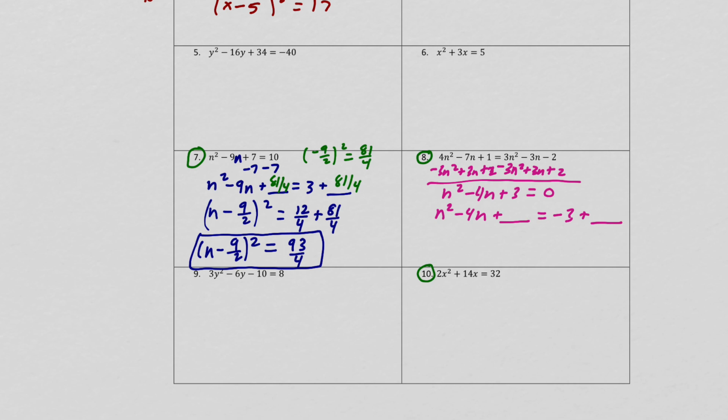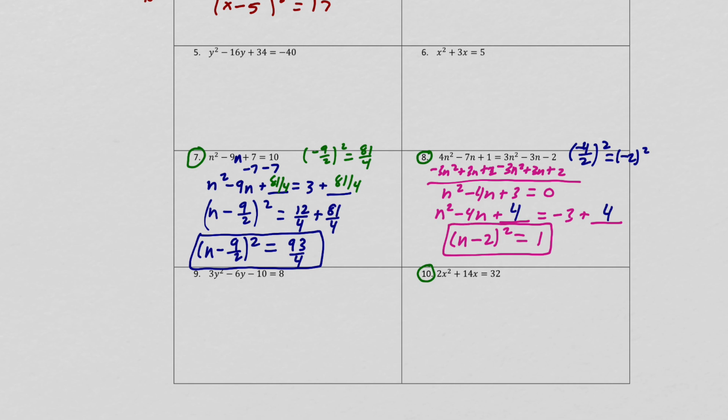Now it's the same as what we did before. So this is going to be a -4. That's the b value divided by 2 squared, which is -2 quantity squared, which is 4. And then again, we'll take this b value, which is -4, divide it by 2, and that's going to get us a -2, so n subtract 2 quantity squared, and on the right side a 1.